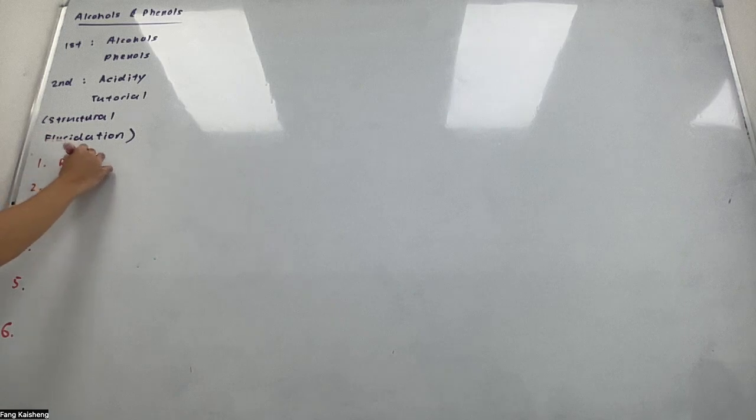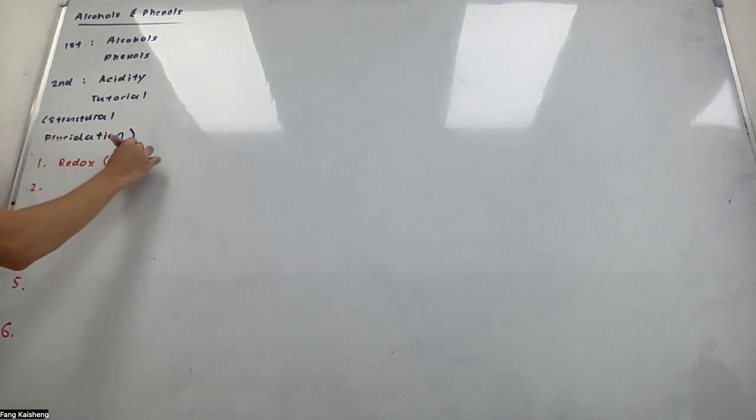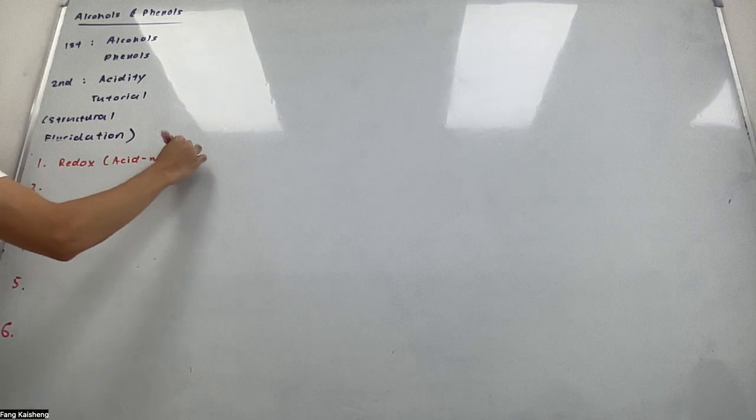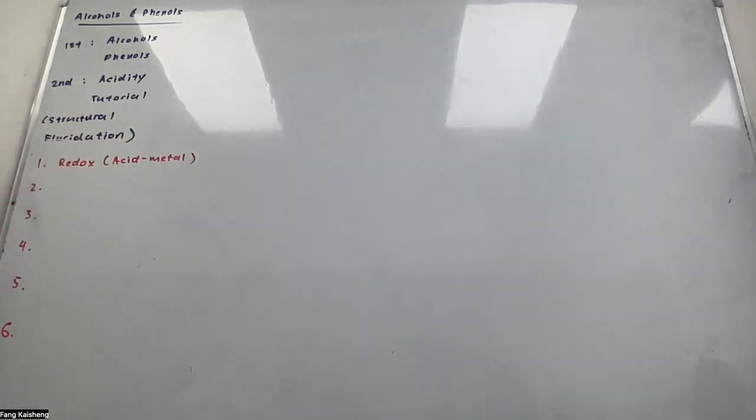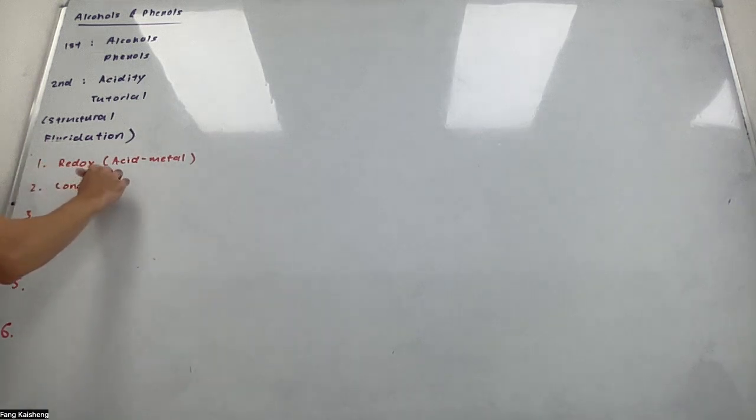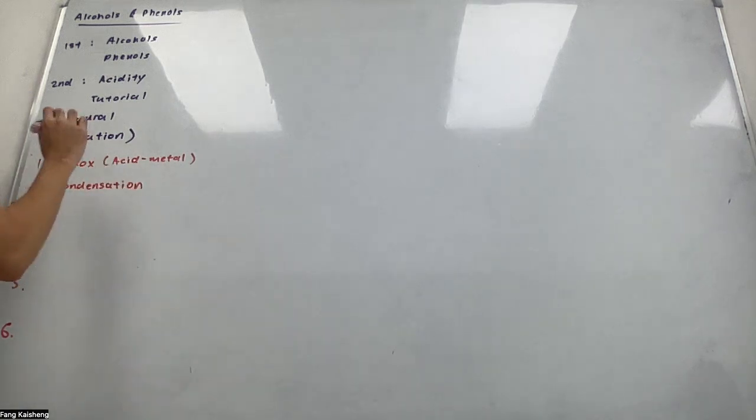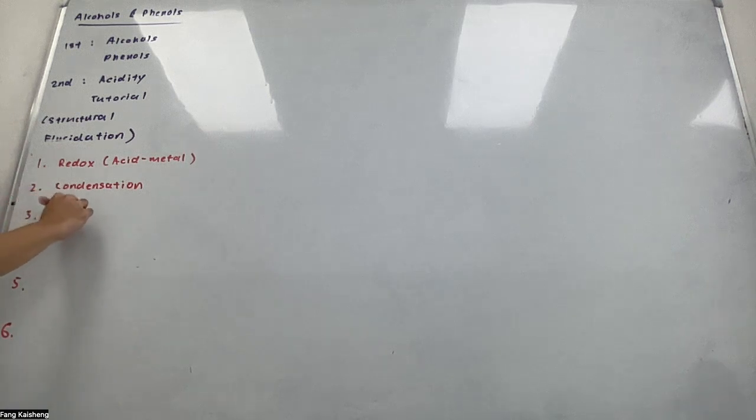The first reaction is actually redox, and beside that, I want you to write down acid-metal reaction. The reason is that whenever I say redox, everyone has no idea what I'm referring to, so acid-metal is a lot more specific. Number 2, we'll be looking at condensation. I'll be spending quite a lot of time on this. Number 3, nucleosub. So far it's around the same as the notes.